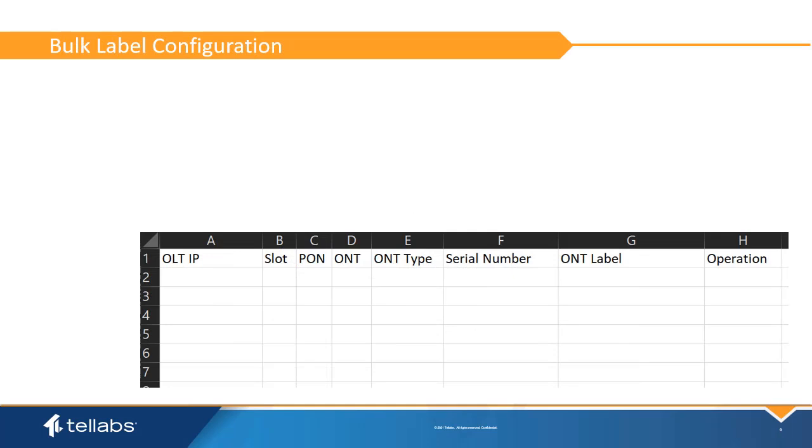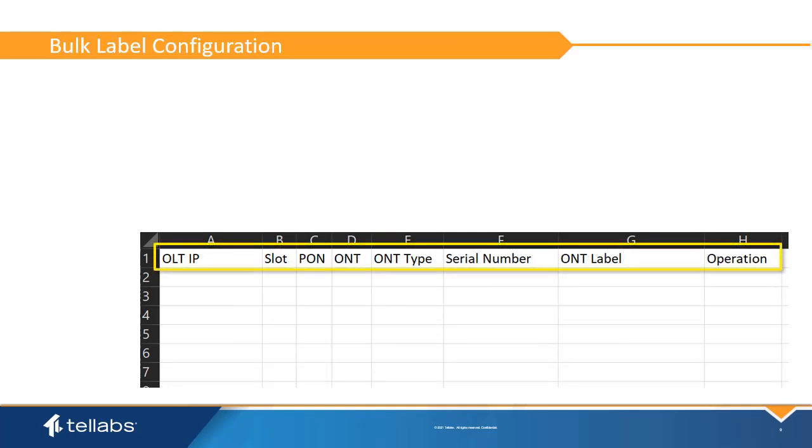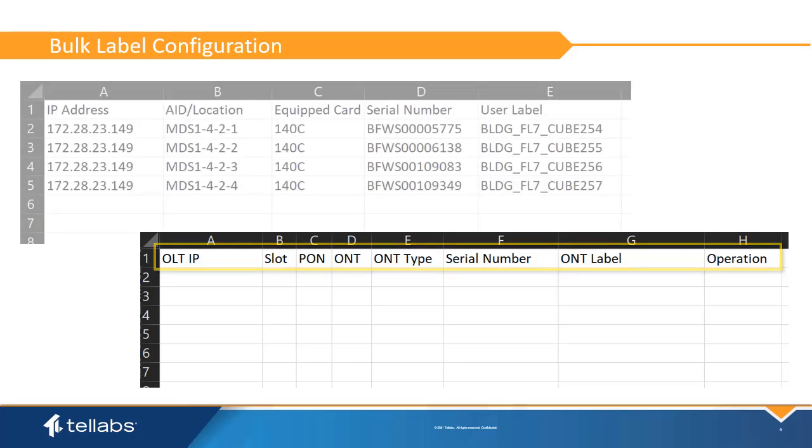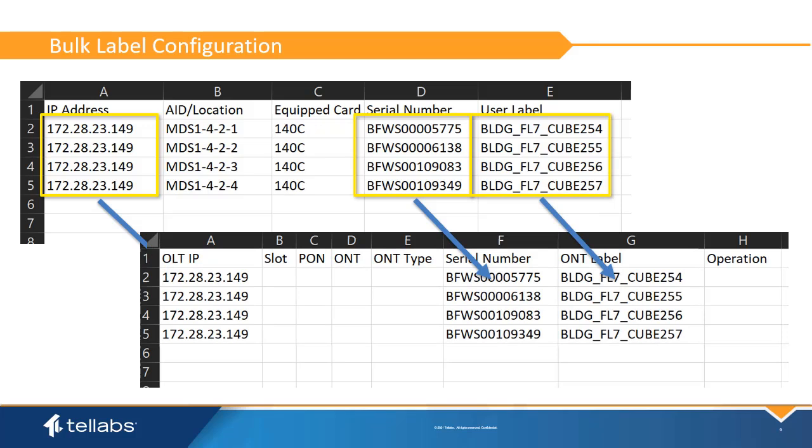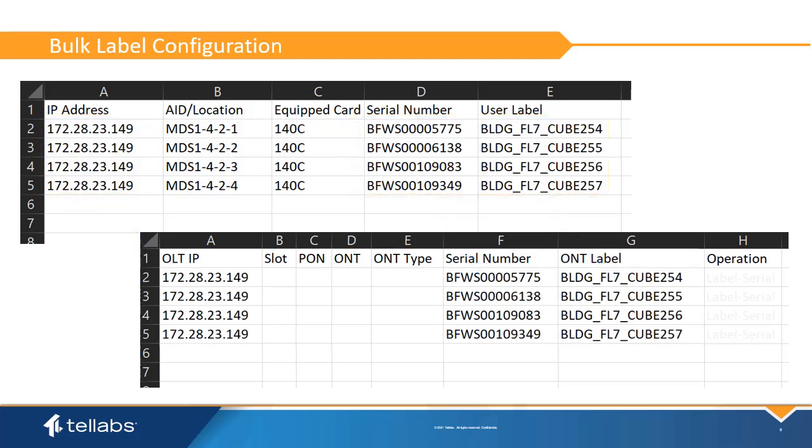Next, create a new ONT bulk configuration spreadsheet. The first line should have the headings OLT IP, slot, PON, ONT, ONT type, serial number, ONT label, and operation. Cut and paste the IP addresses, serial numbers, and label columns from the inventory file into the appropriate columns in the bulk provisioning file. Use label serial as the operation for each line.